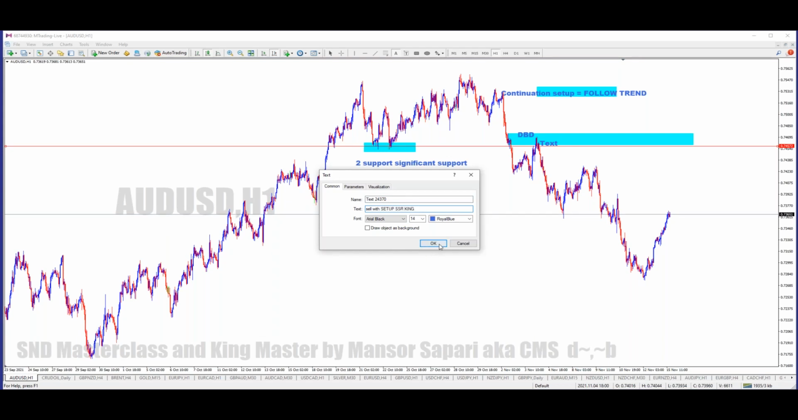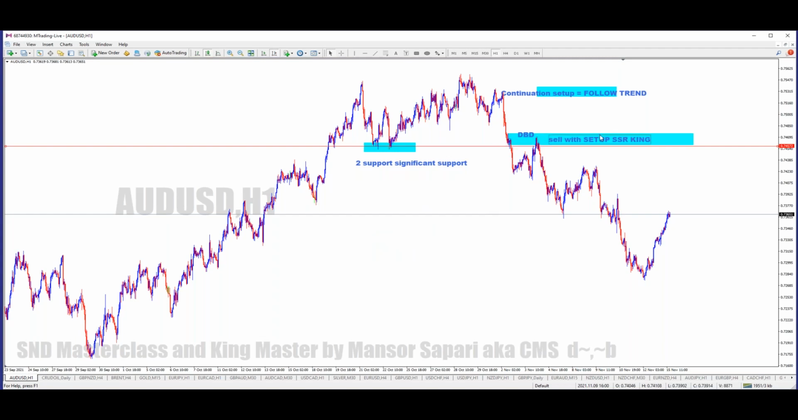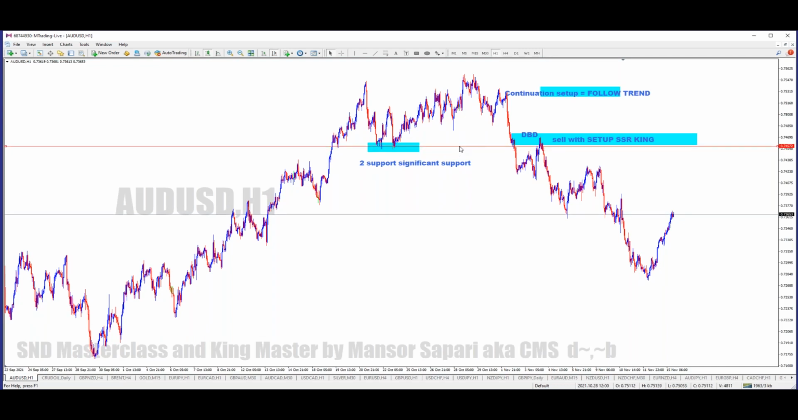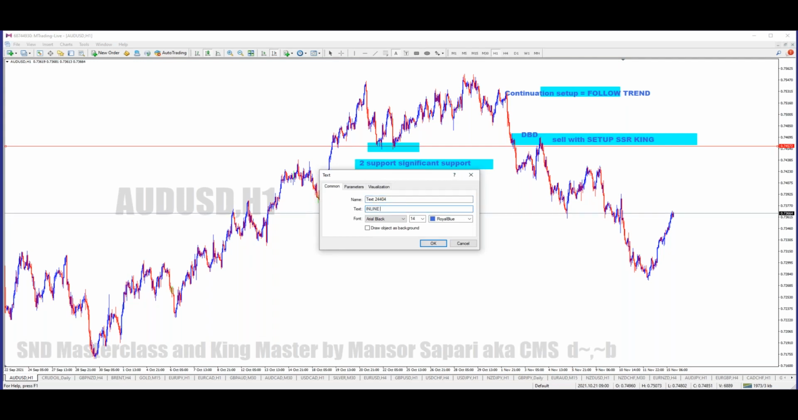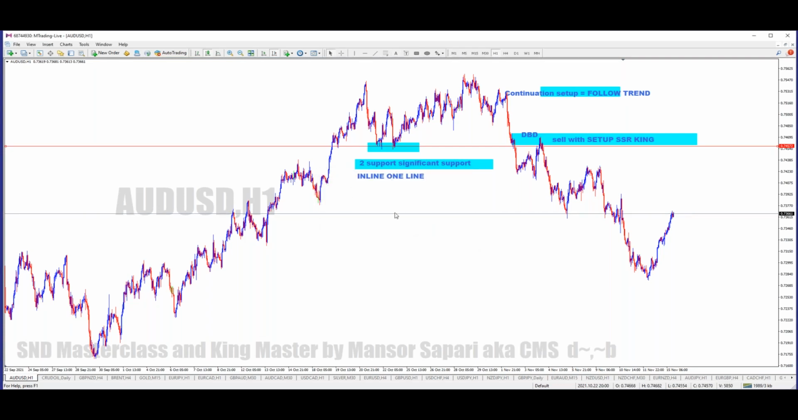Why do we call it SSR king? Can somebody answer me? You can put it over here or over here, no problem. Yes, it breaks SSR. SSR is two significant supports which are in line, in one line. Is it correct, in line or one line? In line is perfect, yeah, in line.